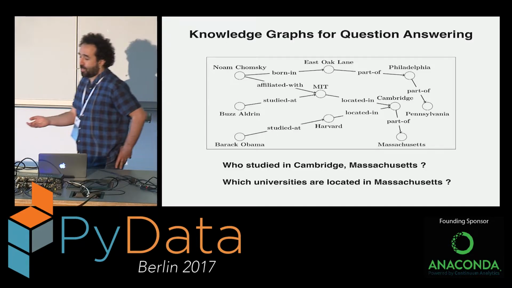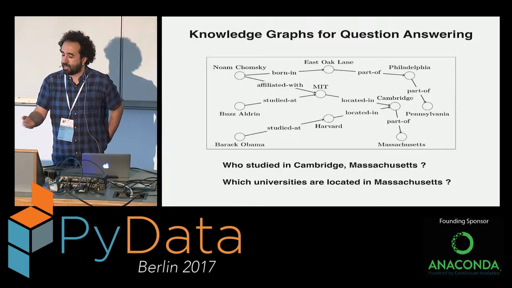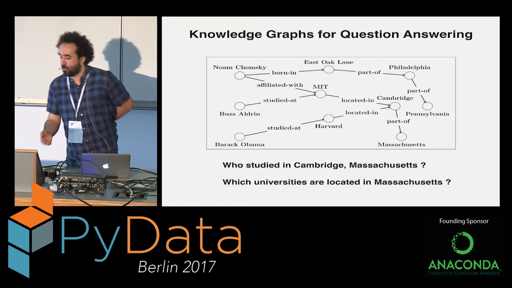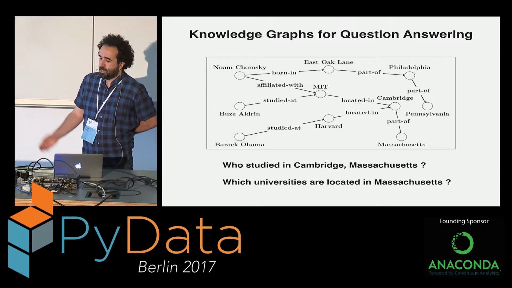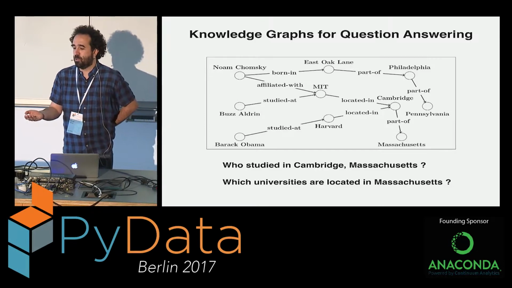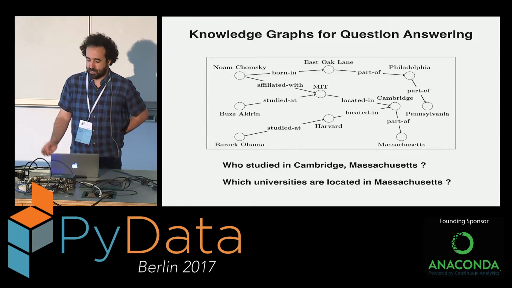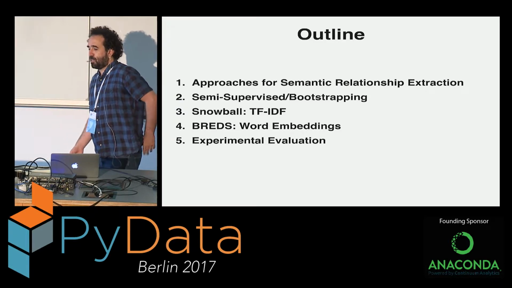So for instance, now we can look at this graph and we can answer questions such as who studied in Cambridge located in Massachusetts, or which universities are located in Massachusetts. So basically this is what semantic relationships are and a typical use case of them. So this is going to be the basic outline of my presentation.